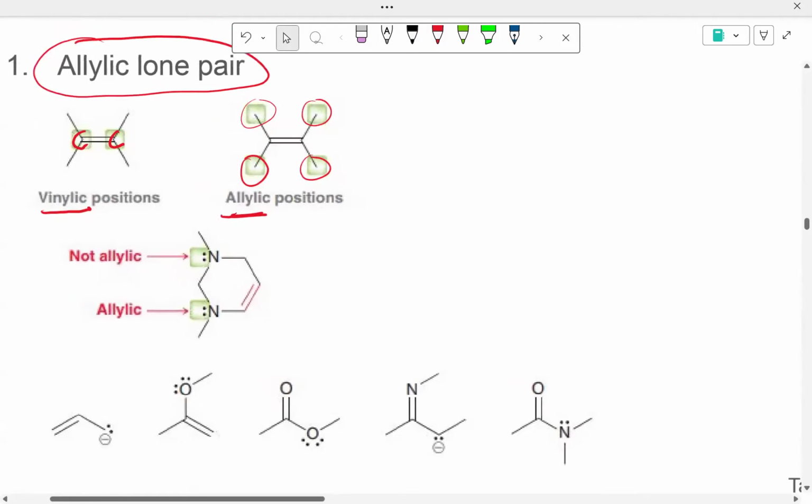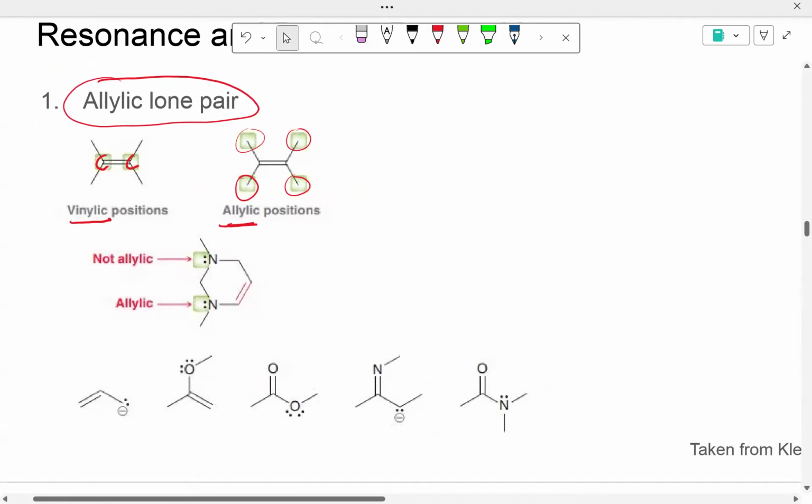Comparing the two nitrogens, both of them have a lone pair. So let's look at this top one here. Notice there is no double bond. If I go this way, no double bond there. If I go this way, no double bond there. So just because there's a lone pair doesn't mean we can move it. If I try to draw a resonance form by moving this, like, let's move it there, I can't do that because that's sp3 hybridized. And I can't do that because that's sp3 hybridized.